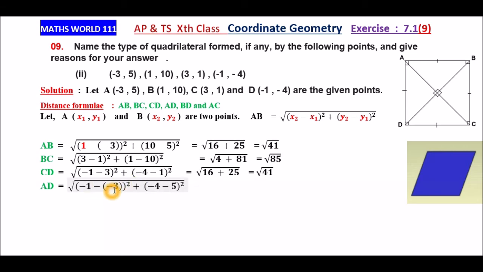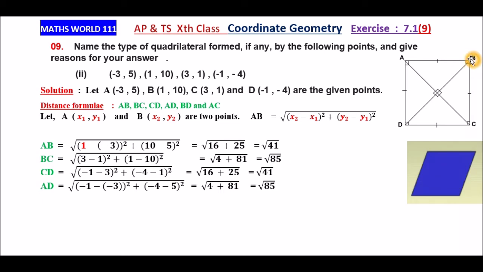Here we get 4 plus (-4 minus 5), which is -9. -9 whole square is -9 into -9, minus into minus is plus, 9 into 9, 81. So that is equal to root of 4 plus 81, and 4 plus 81 is root 85. So AD is completed. AB, BC, CD and AD, all the sides we completed. Now we have to go for finding the diagonals.